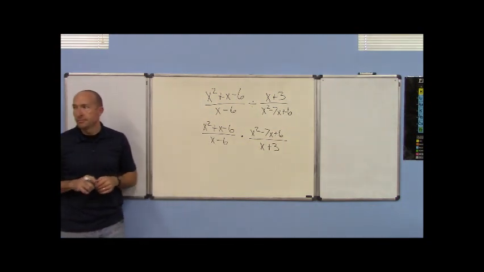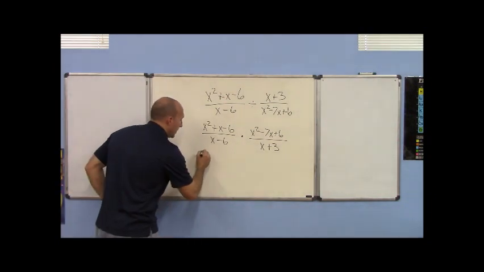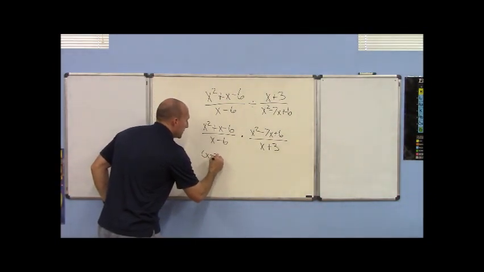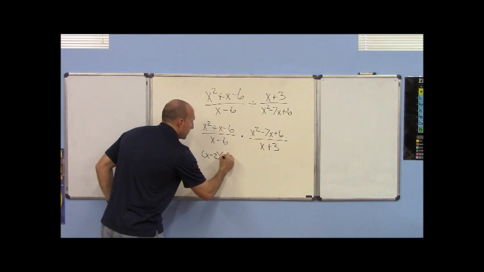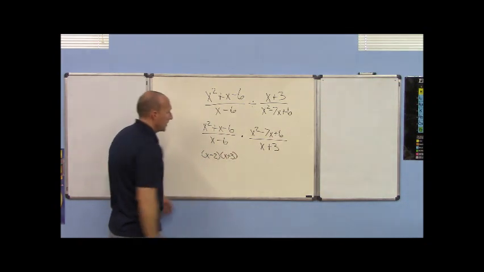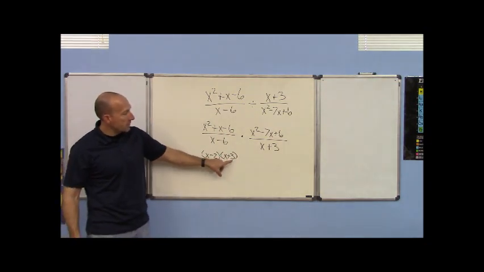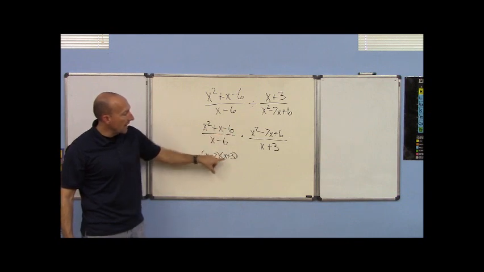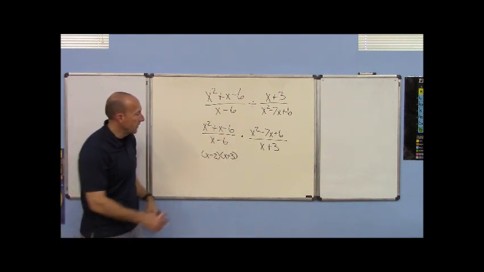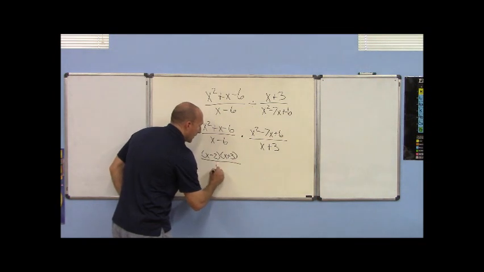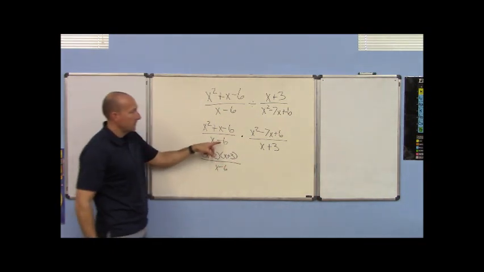-2 and positive 3. Very good. So we have (x minus 2) times (x plus 3). -2 times positive 3 gets us -6, but when we add them together, we have a positive 1. That is over x minus 6 because we can't simplify that anymore.